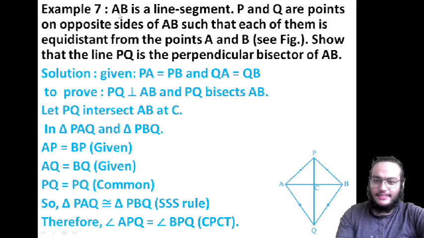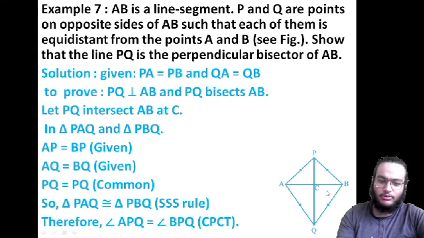Example 7 of NCERT says AB is a line segment, P and Q are points on opposite sides of AB such that each of them is equidistant from points A and B. Show that the line PQ is the perpendicular bisector of AB. So we have to prove that AC is equal to BC and angle ACP is 90 degrees. We are given that PA is equal to PB and AQ is equal to BQ. First let us consider triangle PAQ and triangle PBQ and prove them congruent.